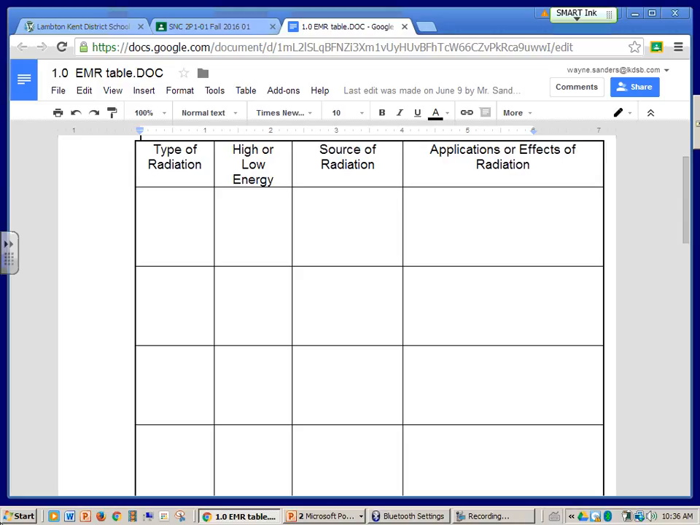Application of visible light. We can see it. Our eyes. Put humans' eyes or eyes. We see it. We detect it with our eyes. We can see the light. So next we're doing UV or ultraviolet.